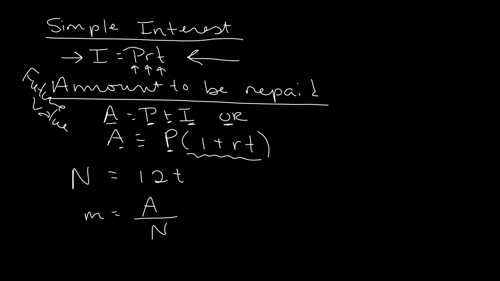Capital N, which stands for the number of the payments, since we're doing ours monthly, is 12 times the time, which is the number of years that we're doing this. Most of the time it's years. Lowercase m, the amount of each payment, is the future value divided by the number of payments. So those are the formulas that you're going to need to start off with.